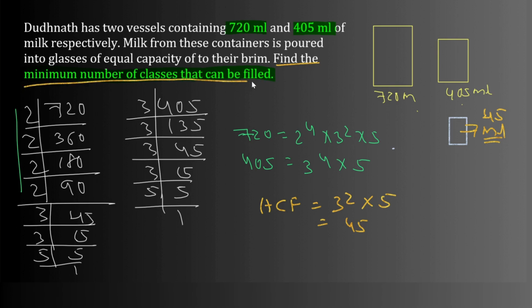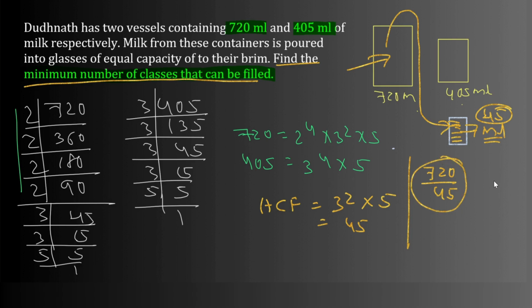But then we have to find the number of glasses. We have to find the minimum number of glasses. Now, what we know is that in order to empty this container into small glasses, we will need 720 divided by 45. What I mean to say is that the capacity of this tank is 720 and it has to be filled into these small glasses whose capacity is 45 ml each. So the number will be 720 divided by 45. Similarly, we have to empty this one also, and the number of such glasses needed to empty the second one is 405 divided by 45.